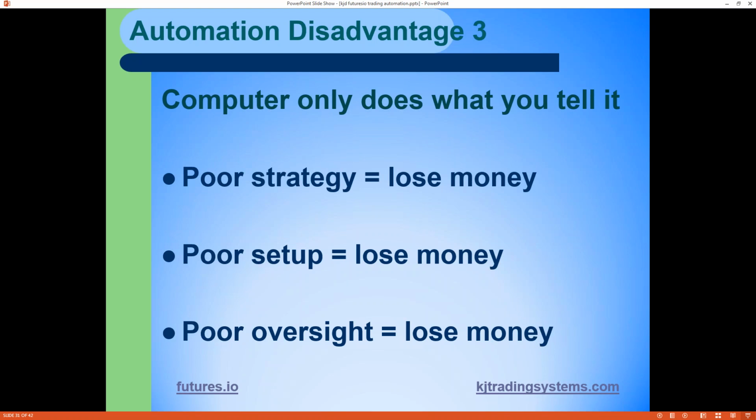If you have a poor strategy, the computer's going to be obedient, but you're going to lose money. If you have a poor setup, like an internet connection that always goes down, you're probably going to lose money because of it. And if you're not watching and you don't have good oversight of your strategies that are running, you're probably going to lose money. So yeah, the computer does what you tell it, but there's a lot of other factors that get in there. You've got to be careful about all that.